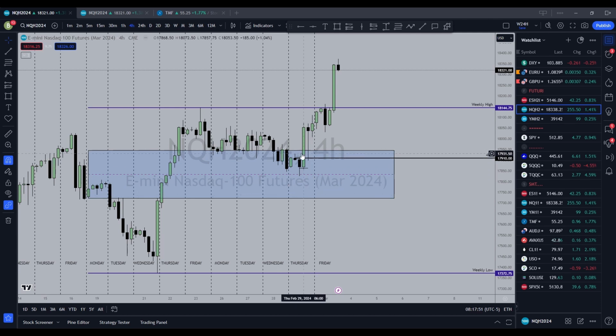Now, when we had the displacement, I was anticipating this displacement in the beginning of the week, I anticipated this. When that displacement happened, I naturally was confused.